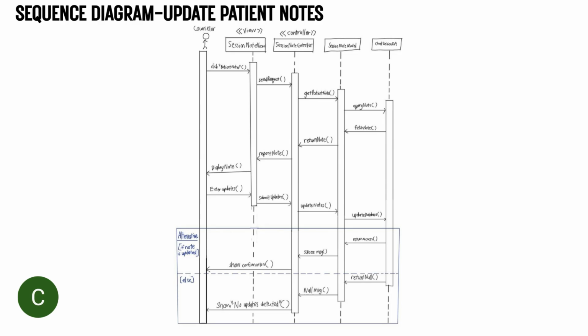I will discuss the sequence diagram for the use case update patient notes. Since we are using the MVC architecture pattern for the system, there are new elements added, which are the view, controller, model, and data access. The user, which is the counselor, will go through step by step to get the notes. Once he gets the notes, he can enter the updates. In the alternative flow, if the note is updated, the system will confirm the updates and show confirmation to the counselor. Otherwise, the system will return with the no message and show no updates detected.